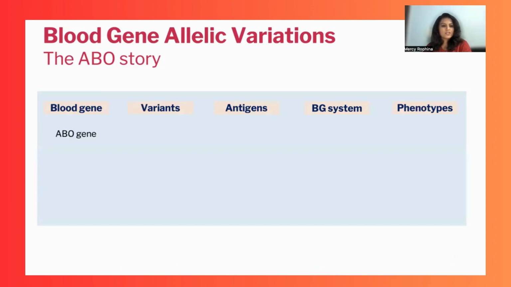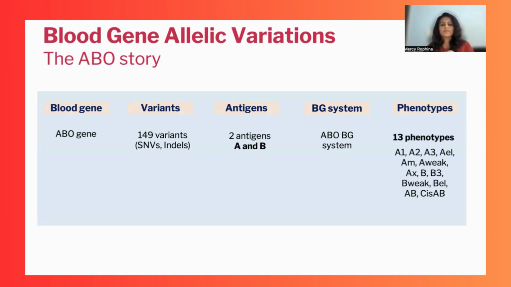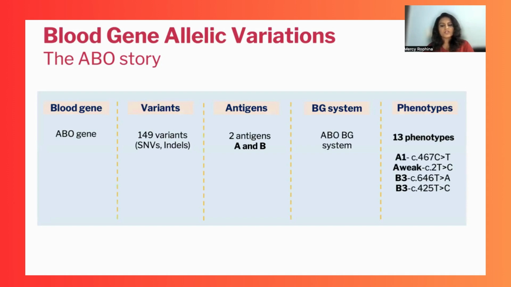So if we take the gene, we have the ABO gene, and in this particular gene, there are a total of 149 variants, of all types. And all of these genetic variants are responsible for the expression of two major antigens, the A and B antigens. Since all of this is happening in the ABO gene, they are categorized into a blood group system called the ABO blood group system. And in this blood group system, there are a total of 13 phenotypes, including A1, A weak, B weak, cis AB, everything. This is a very quick example of how a particular genetic variant is associated with a particular blood phenotype.